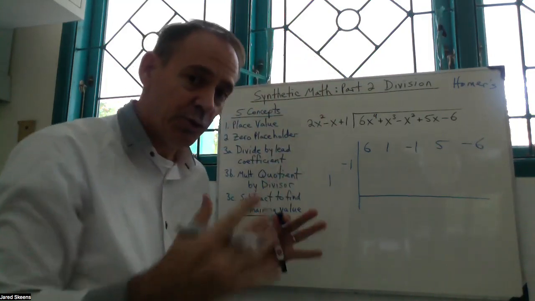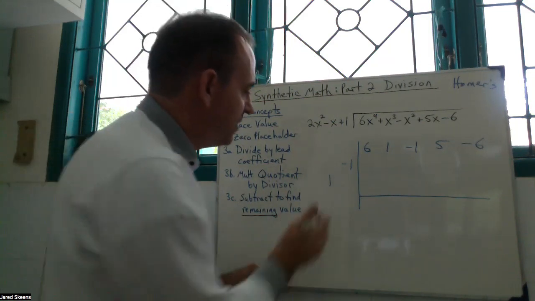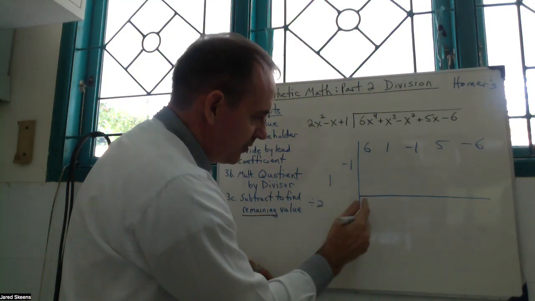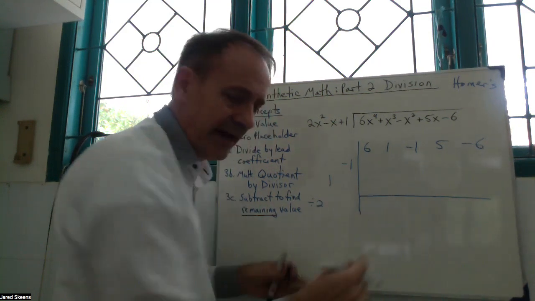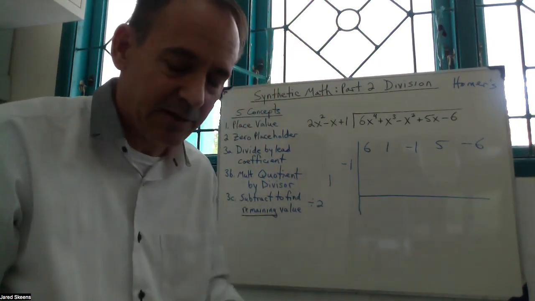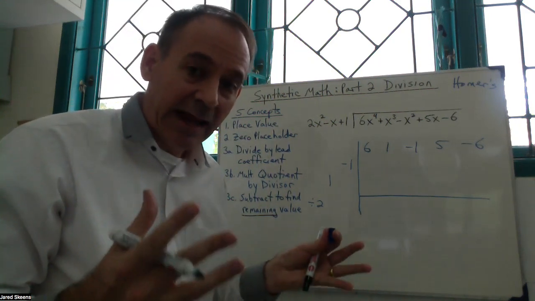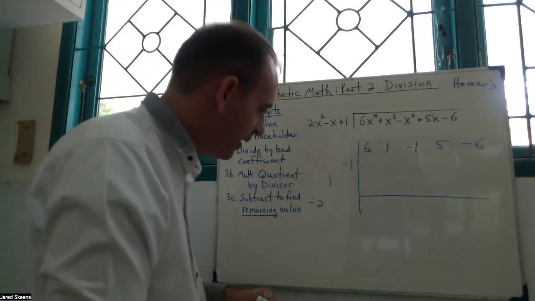And this 2, which happens first, the lead coefficient, will come down here at the bottom. So this last row is actually going to be the quotient. Our quotient. That is our answer to the division problem.